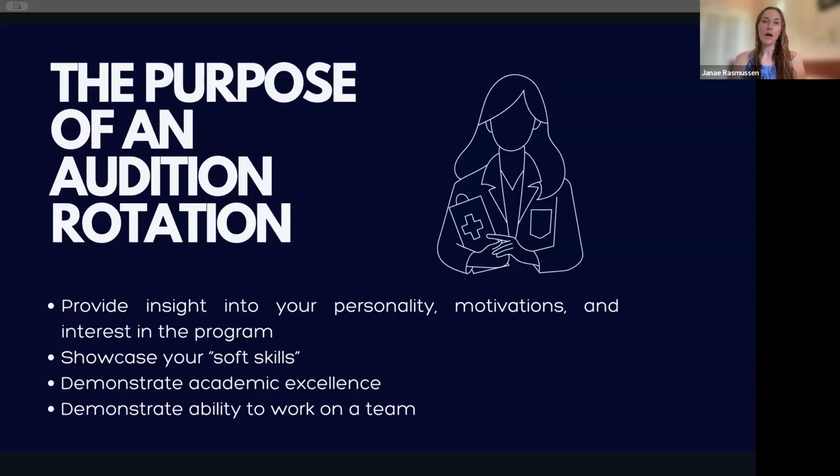I'm going to talk about some of the common mistakes that I see students make. One of the most notable mistakes that I see is students who do not work well with other students. They don't work well with the residents that they're working with. Ultimately, that typically results in them not getting interviews.